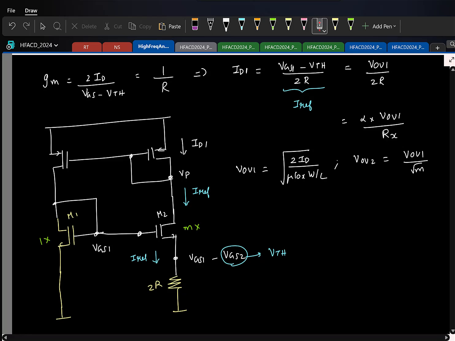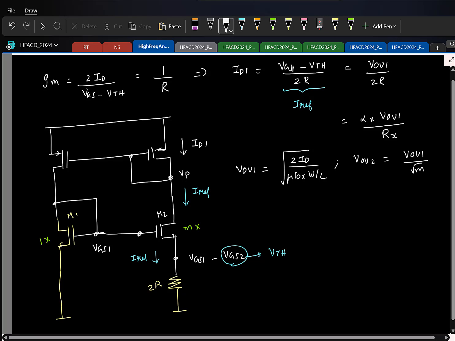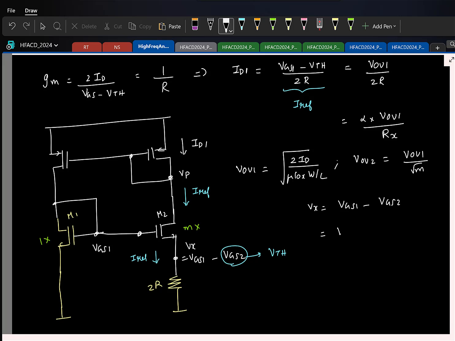The voltage here, I don't know what I can call it, maybe let me call this Vx. If I call that voltage Vx, this is VGS1 minus VGS2. I can write this as overdrive 1 minus overdrive 2. I'm just subtracting and adding a threshold so that this is. Okay. So this becomes V overdrive 1. Right. So the current that will flow through the resistor, so now this no longer must be equal to R, should be some Rx.